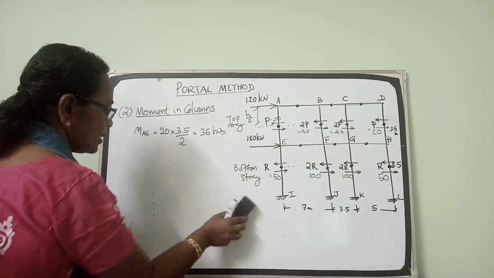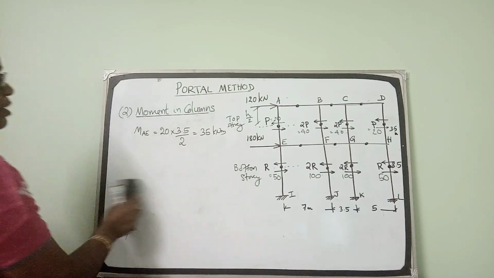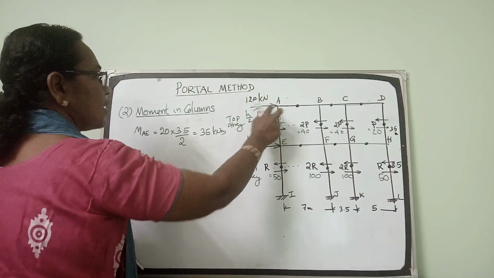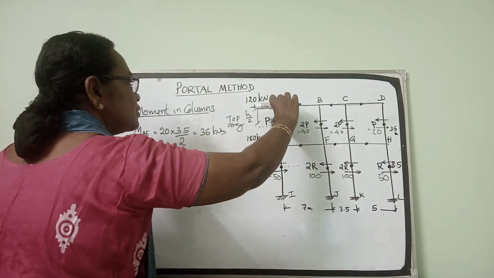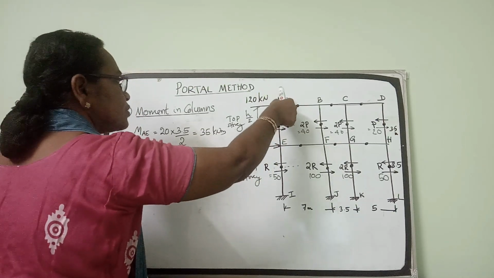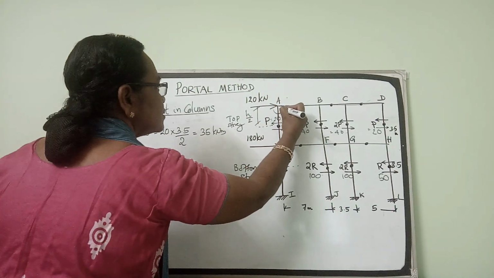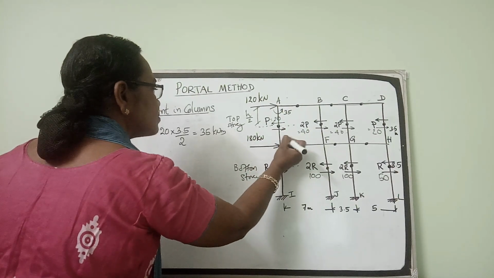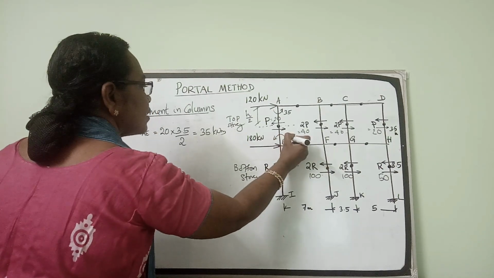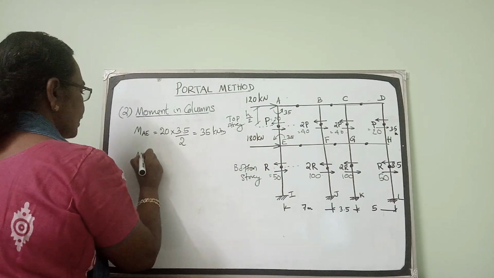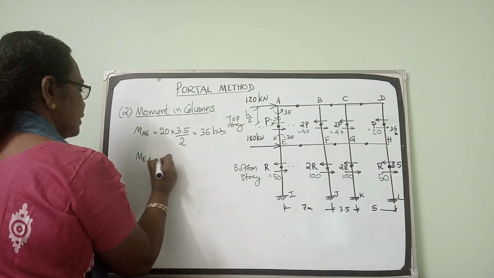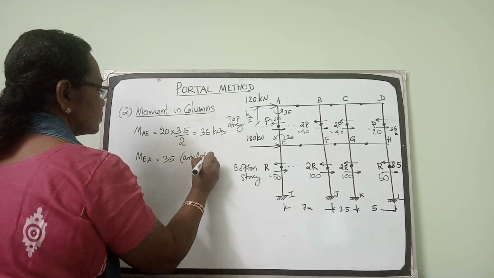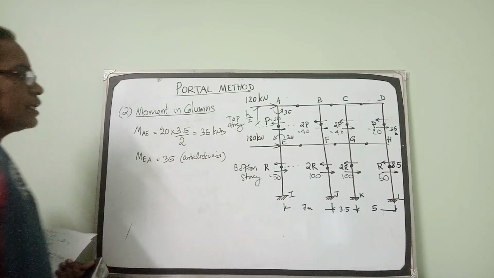Okay, now I mark it in the figure. I'll repeat it once again. The moment in the column AE is 20 into 3.5 by 2, 35 kilonewton meter. This moment goes in the clockwise direction, so the moment here will be anti-clockwise. This is anti-clockwise 35, so this should also be anti-clockwise 35. So moment MAE will be the same as moment MEA, 35, both of them anti-clockwise.